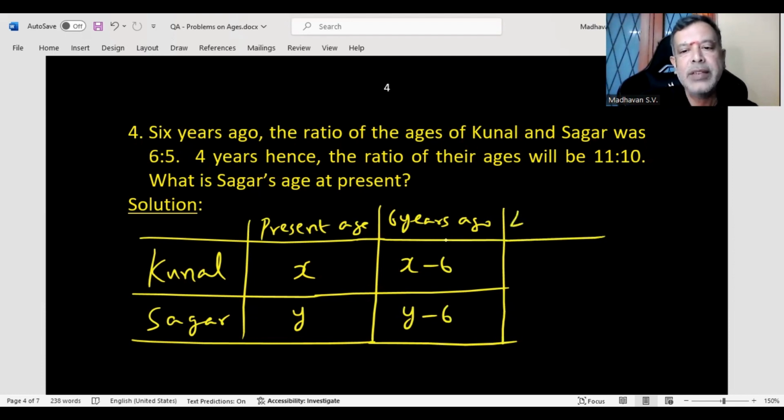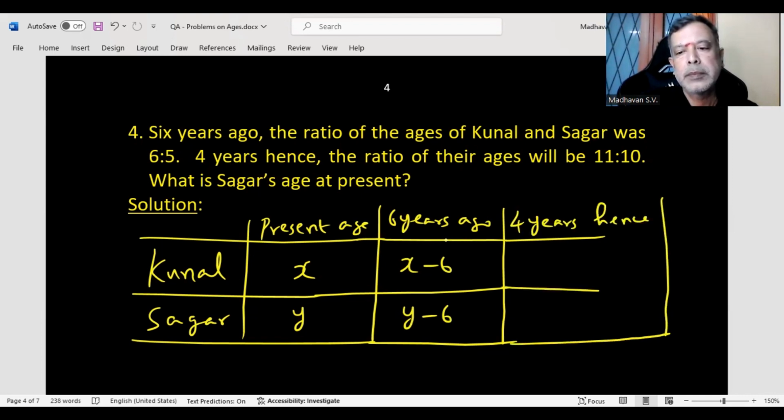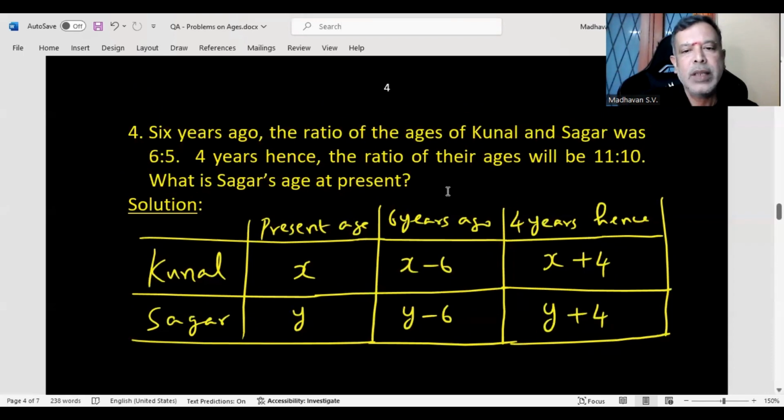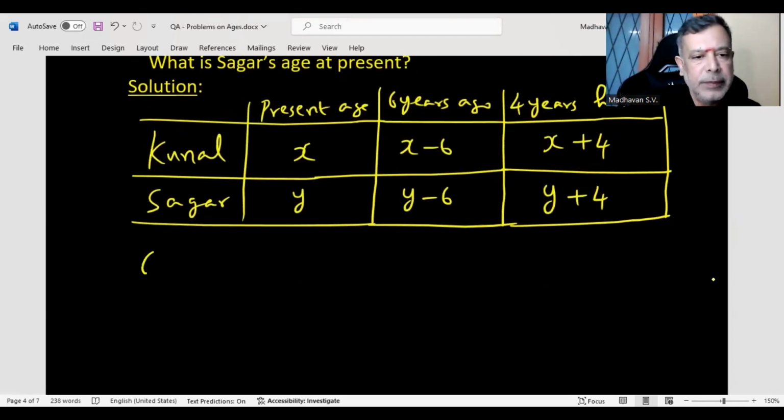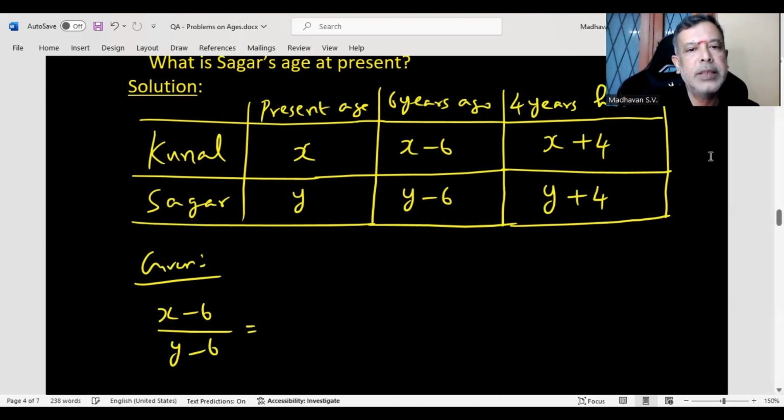Then 4 years hence, Kunal's age will be X plus 4. Sagar's age will be Y plus 4. Now what they say, 6 years ago, the ratio is 6:5. So given, X minus 6 by Y minus 6 is given as 6:5.